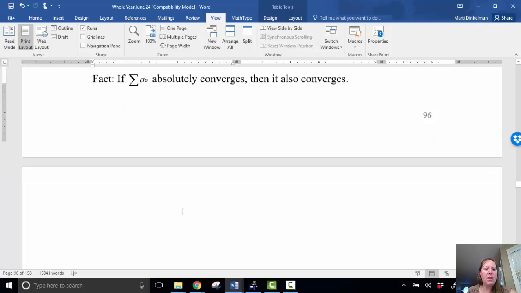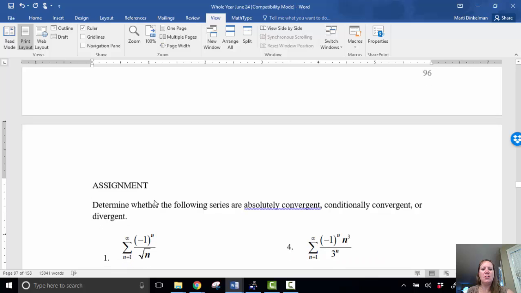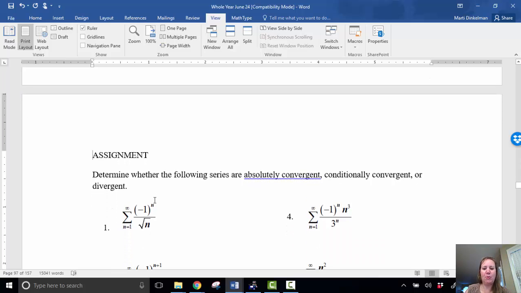Okay, so go through and determine on the assignment whether you get absolute or conditional convergence or diverging. I might throw one of those in there too.